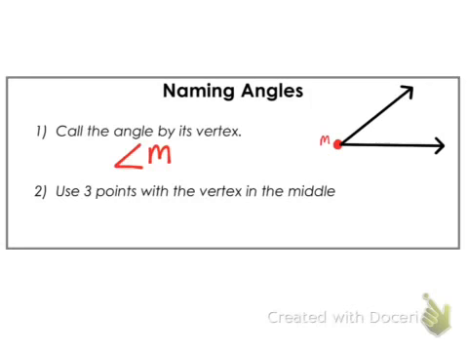Another way to name angles is using three points with the vertex in the middle. Right now, there are no points on these rays, so let's put one here, label it N, and put another one on the other ray and label that C. One way to identify this angle would be angle NMC. Notice how the M is in the middle of our angle name. You must include the word angle in front so that we know we're talking about an angle. The other way is to name the angle going in the opposite direction. So instead of NMC, we can go CMN, angle CMN.